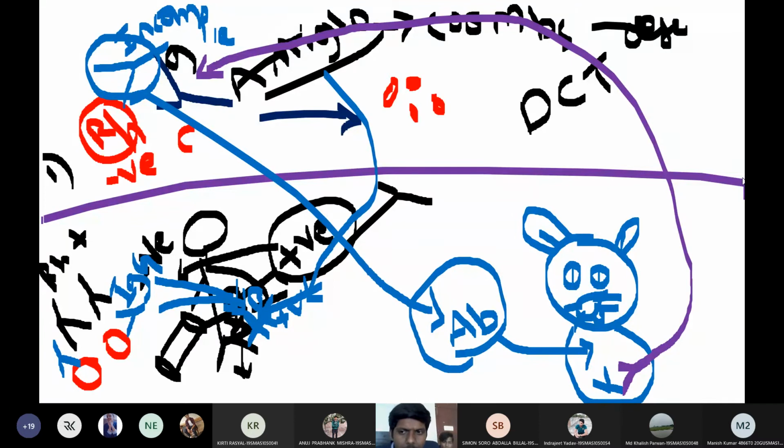Is the secondary antibody the same as the first antibody? Secondary antibody, antigen, antibody, are they the same? The first antibody that you added to the red blood cell, are they the same or different? From where we got the primary antibody? That is your question, Simon. Yes, sir. I was just comparing the first antibody and the secondary antibody. Are they the same or different? They are different.